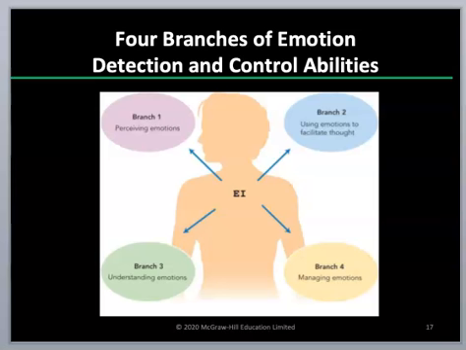Okay, so here are the four branches of emotion detection and control abilities. Branch 1 has to do with perceiving emotions. Branch 2 is using emotions to facilitate thought. Branch 3 is understanding emotions. And branch 4 is managing emotions. So on page 361, it goes into detail about the tests that they use for each. You can just review those and understand that they do give a score for each of those based on your performance on these tests.